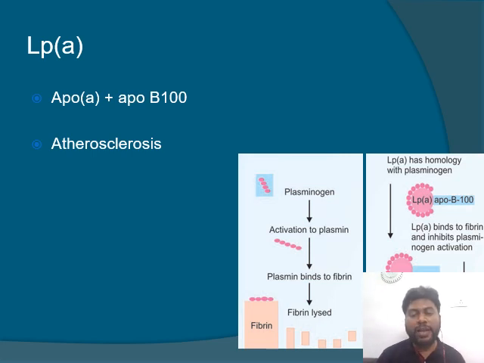Normally, lipoprotein A should be less than 30 milligrams per deciliter. But if it is more than 30 milligrams per deciliter, it can increase the risk of atherosclerosis. That's it about lipoprotein A and HDL metabolism.